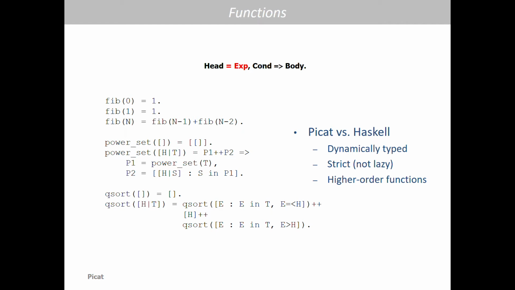So Picat is a logic language, but it supports functions. You can define functions in a similar way as you do in a functional language. Although functions are relations, for many applications, functions are more convenient than relations, because you don't need to introduce new variables, as you see in this example. Quick sort: you divide the list into two partitions and sort them recursively and then concatenate the results.